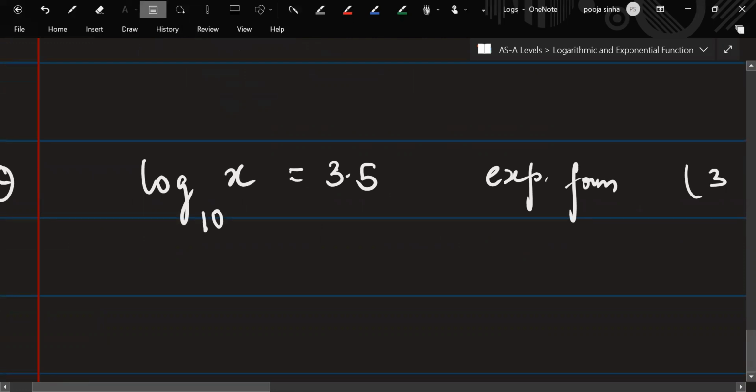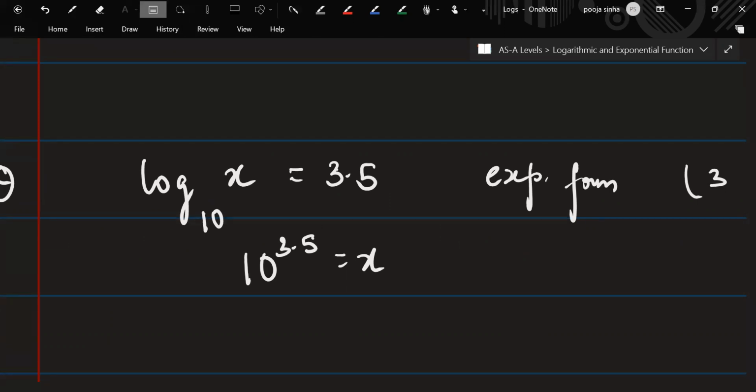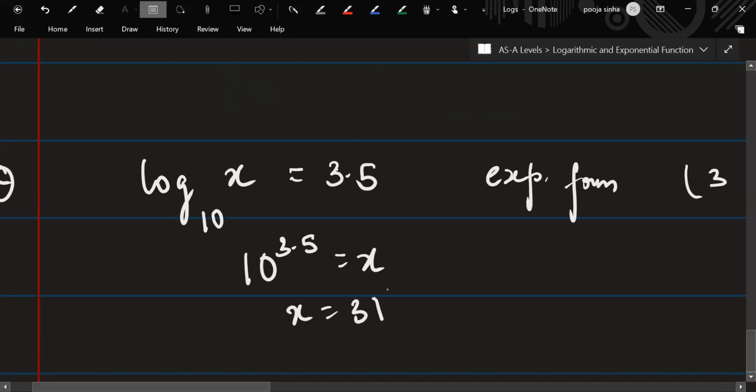So 10 raised to 3.5 is equal to x. So that's 3162.27. X is equal to 316, I think.